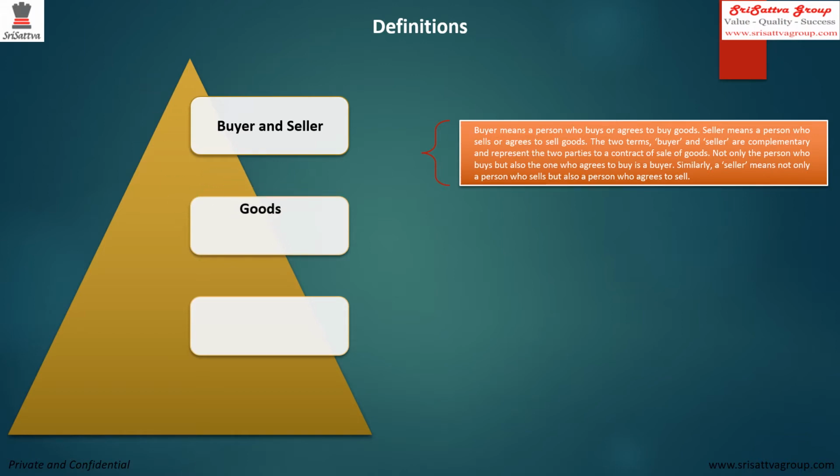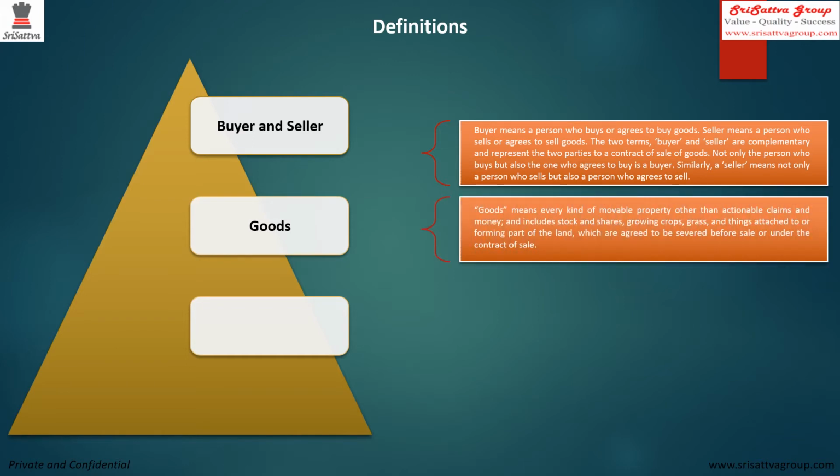Goods. Goods means every kind of movable property other than actionable claims and money, and includes stock and shares, growing crops, grass, and things attached to or forming part of the land, which are agreed to be severed before sale or under the contract of sale.